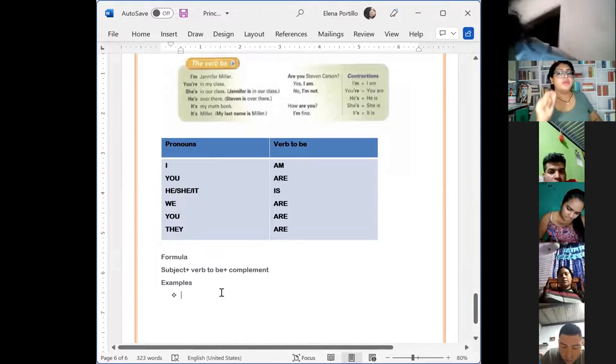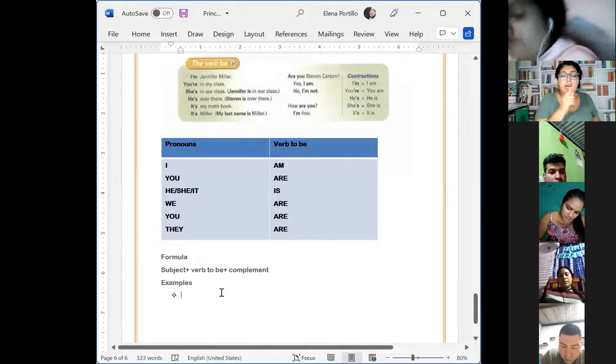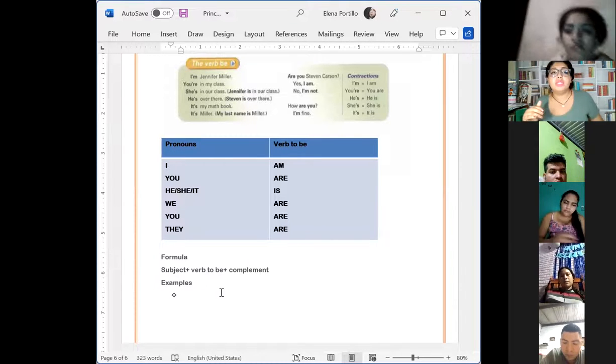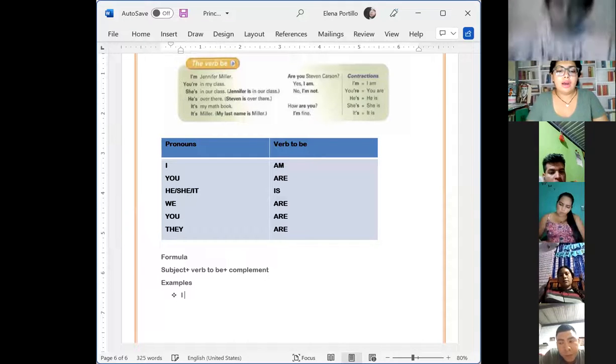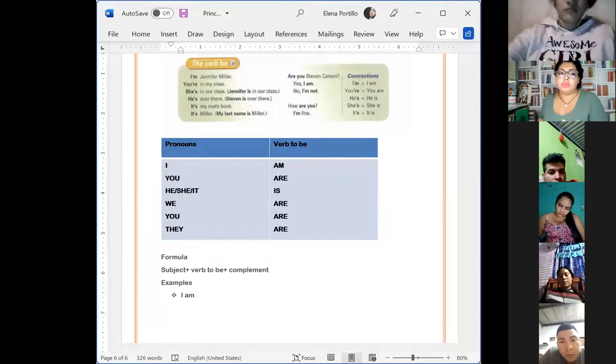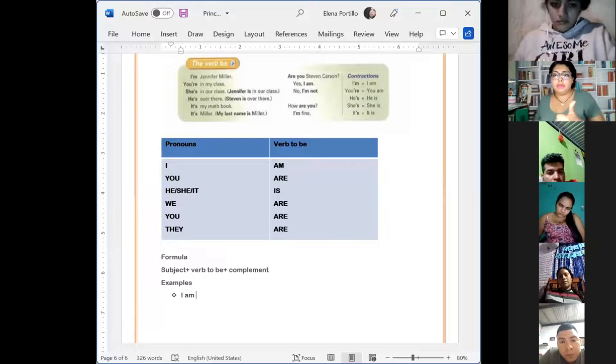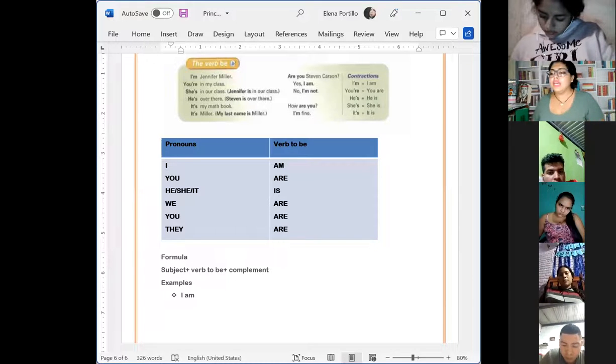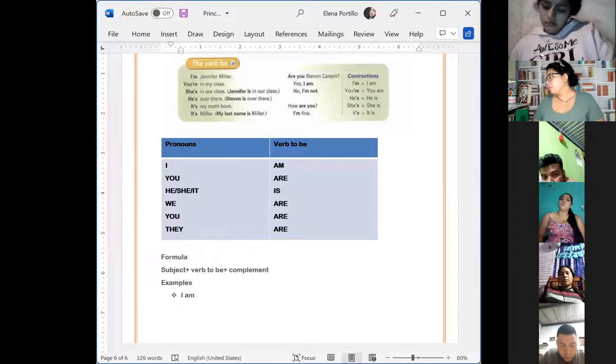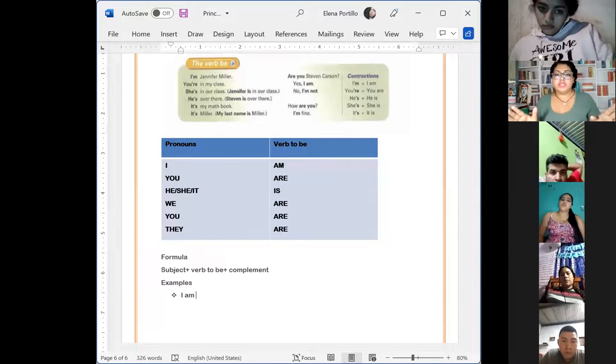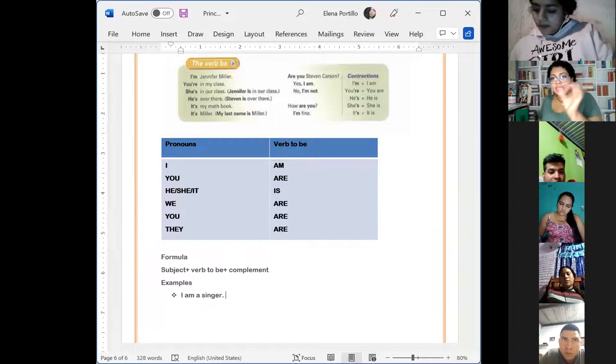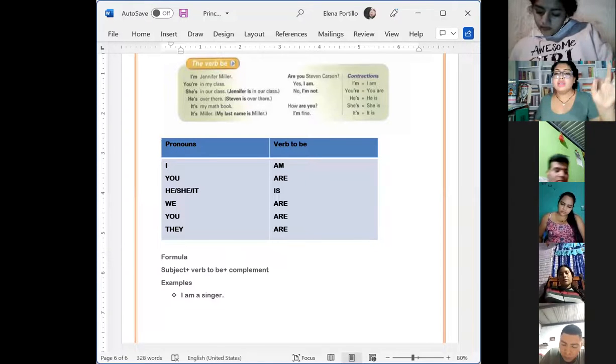Applying the formula, we have in the first example, we are going to do it in order. I am applying the formula. Subject and verb to be. I am, yo soy, yo estoy. In this case, I can say I am a singer. Soy una cantante. I am a singer. Y ya completé mi fórmula. Esa oración sencilla que ustedes ven ahí es parte de mi fórmula.